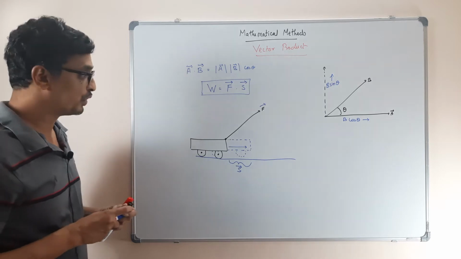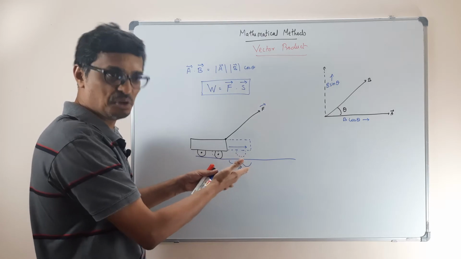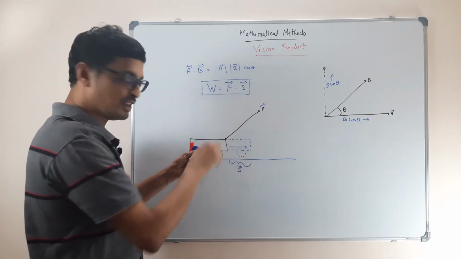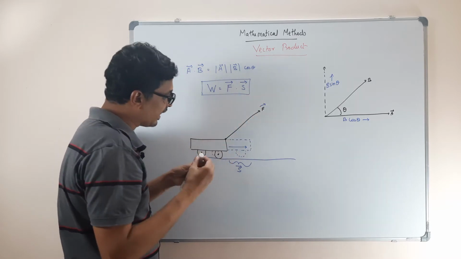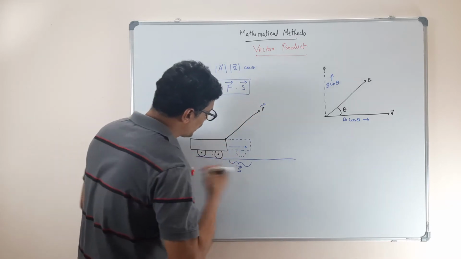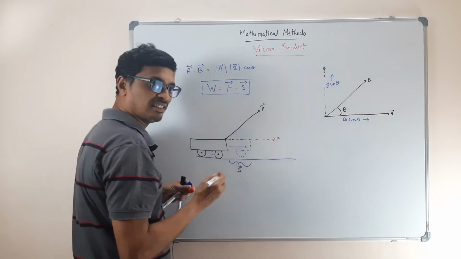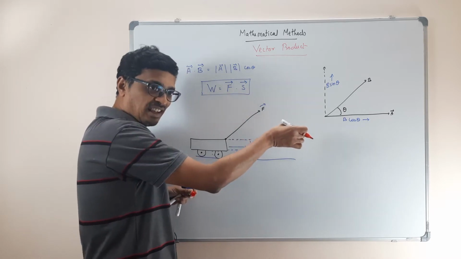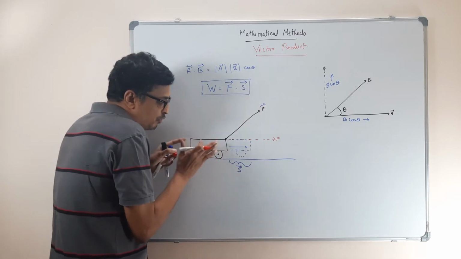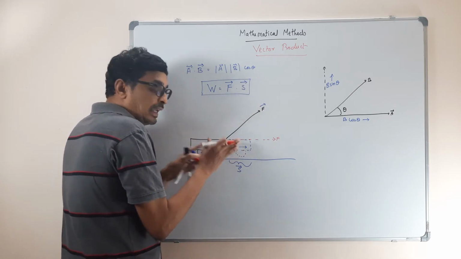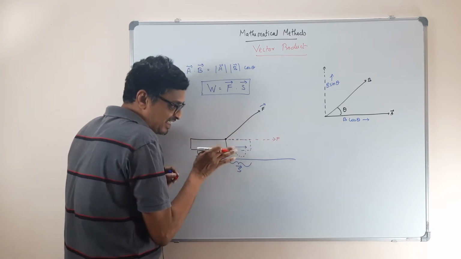Of course, the work done is not this F into S. You can't do that, because when you pull like this, you need more force. On the other hand, if I pull the rope like this, then with less force I can pull. Correct? So what is going to make this cart move is the component of force which is along the displacement. Am I right?